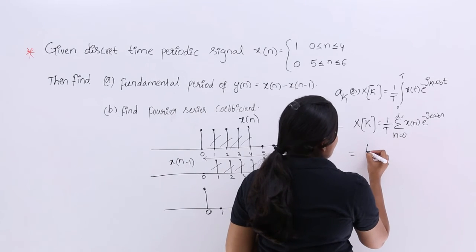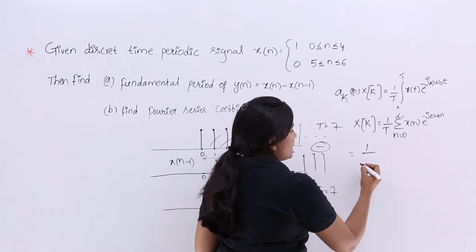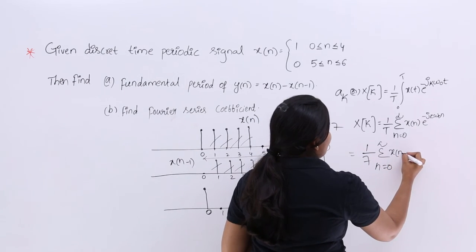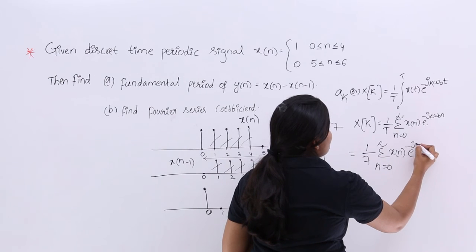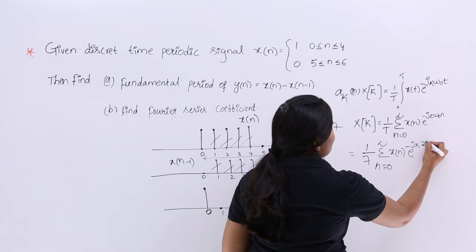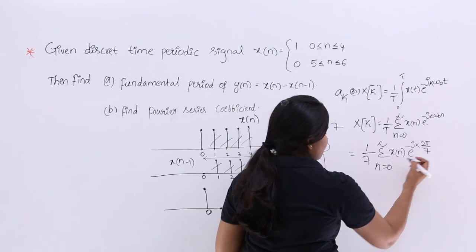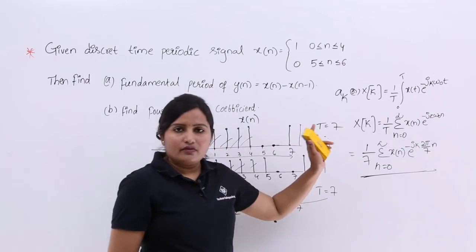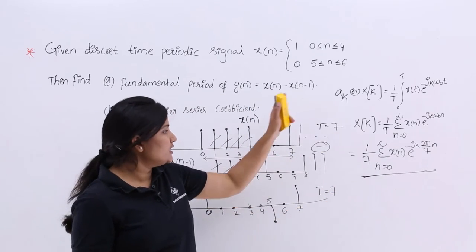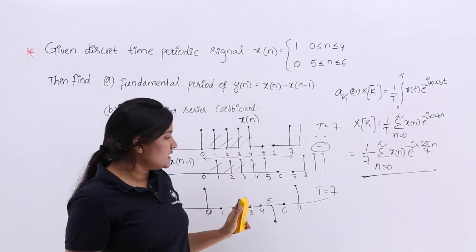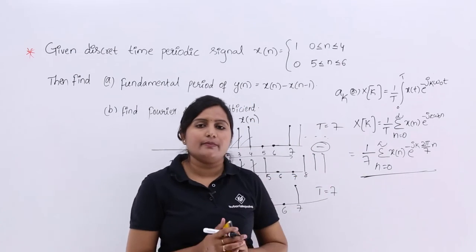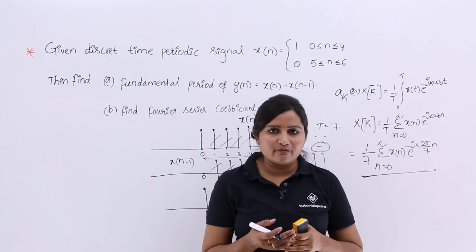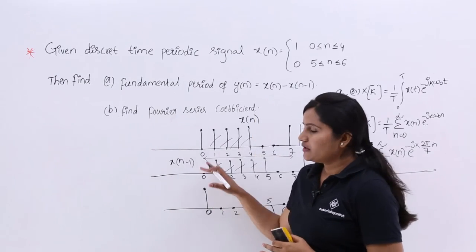So, here this is equivalent to 1 by 7, since your time period is 7, summation n equals 0 to infinity x of n into e power minus jk. In place of omega naught I am writing 2 pi by capital T, which is 2 pi by 7, times n. So, this will be the Fourier coefficient representation of the resultant signal y of n. This is the coefficient representation. In this way, you need to solve problems related to discrete time Fourier series by using this process.